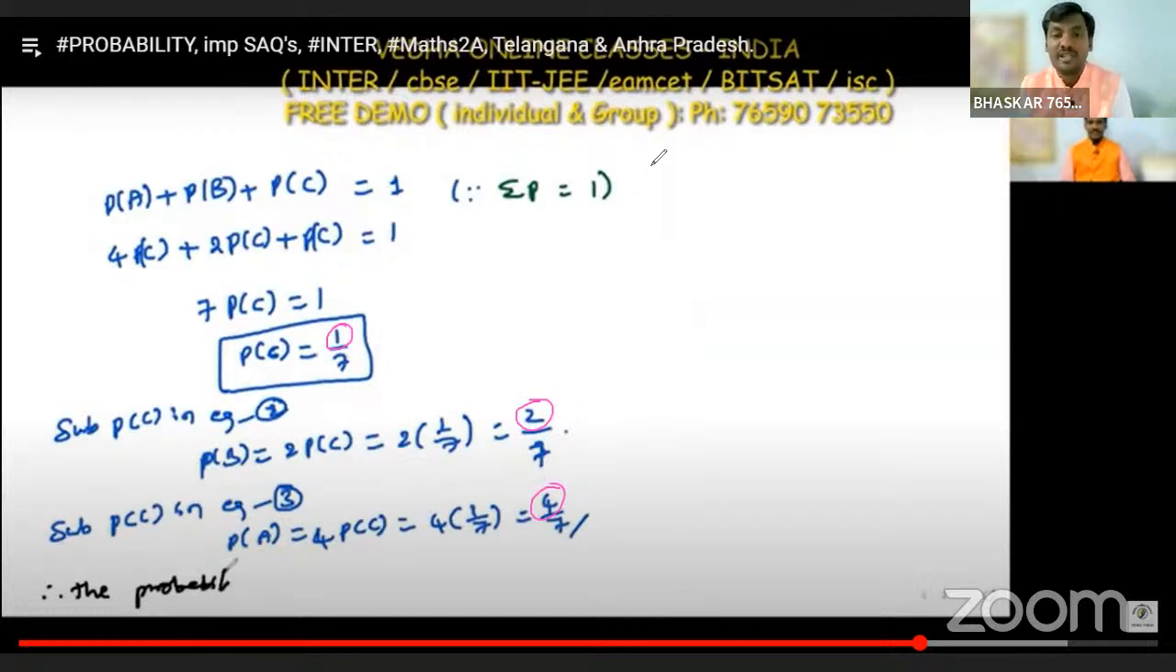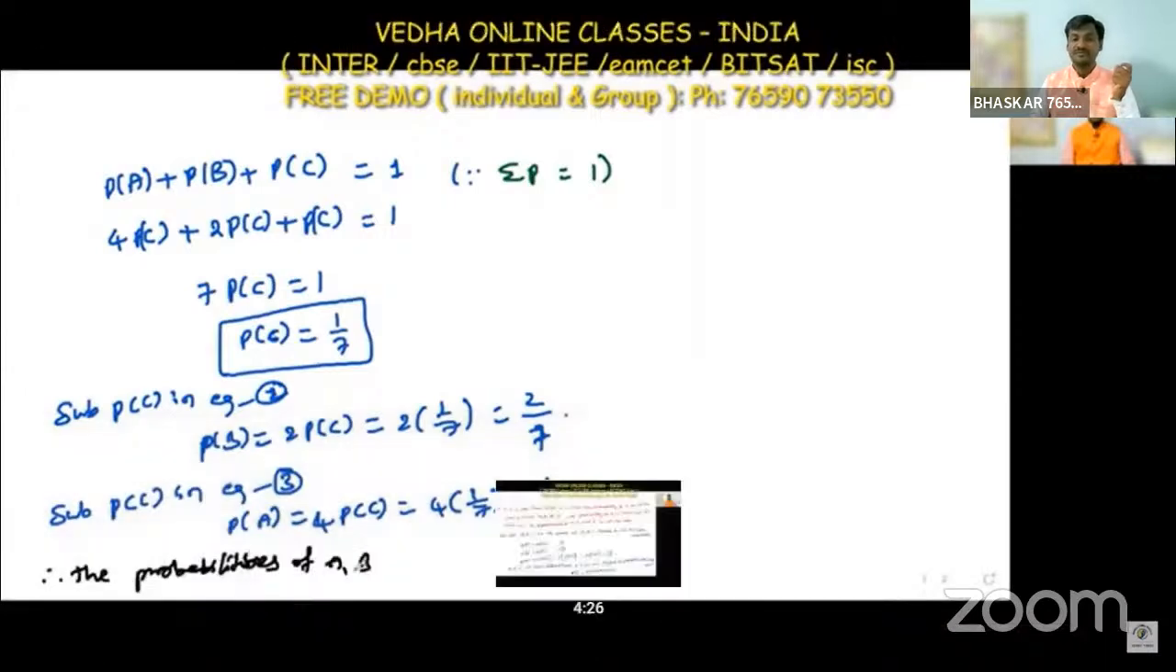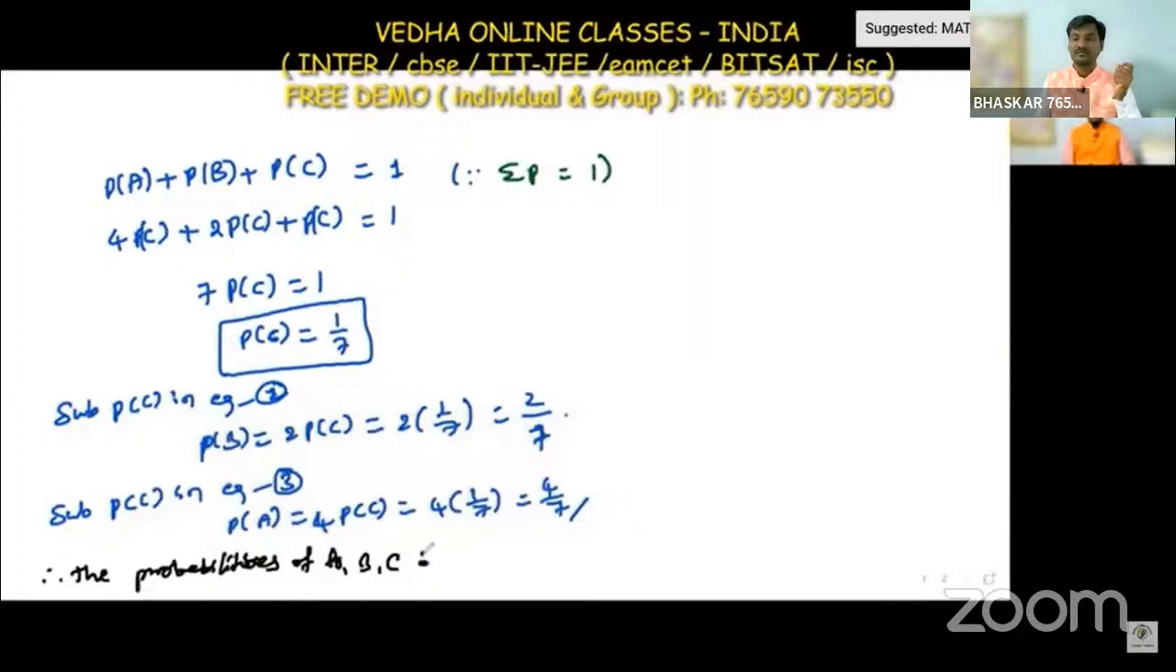But probability is not a guarantee here. Probability is nothing but completely guessing, for the A, B, C horses.